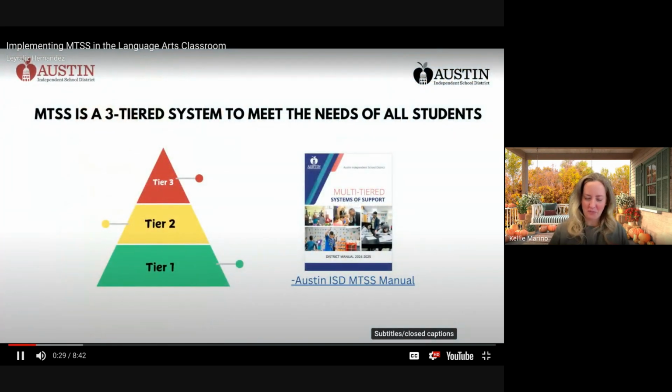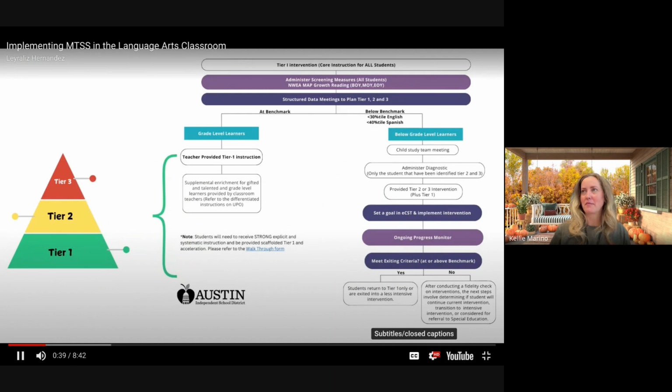MTSS is a three-tiered system meeting the needs of all students. The tiers of support are a big part of MTSS. The intensity grows from one level to the next. We will review each component of the flowchart, starting with Tier 1 instruction.